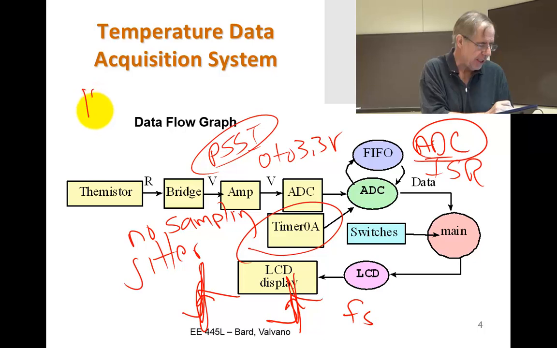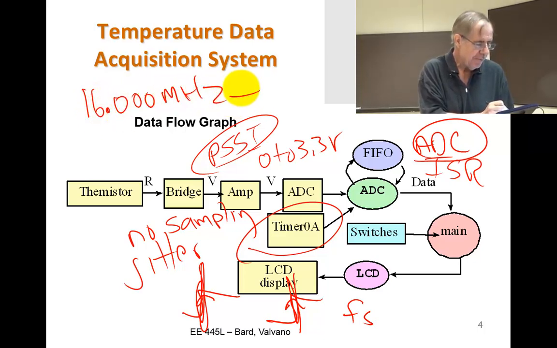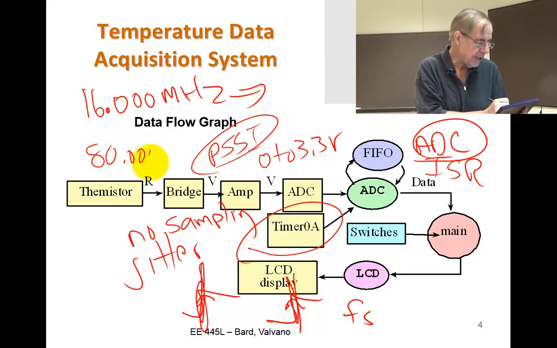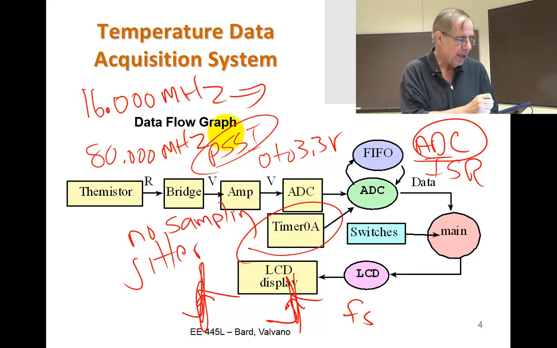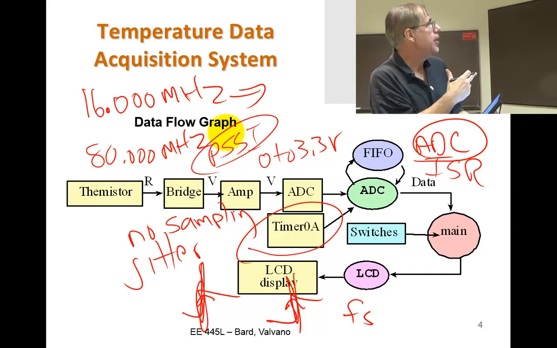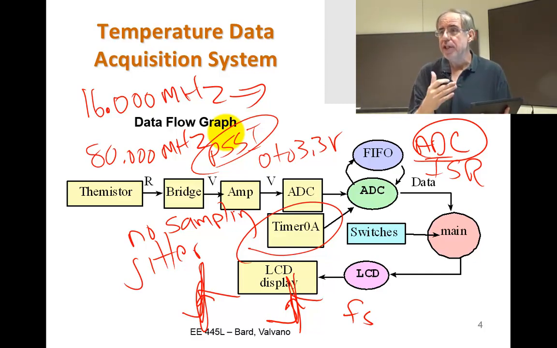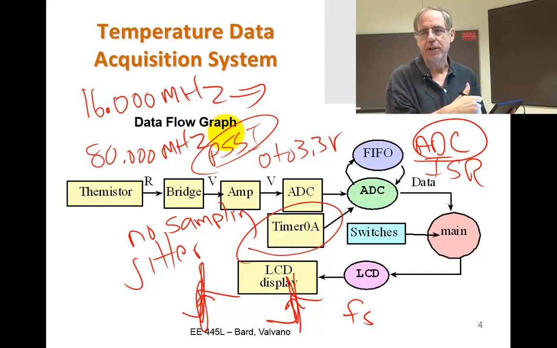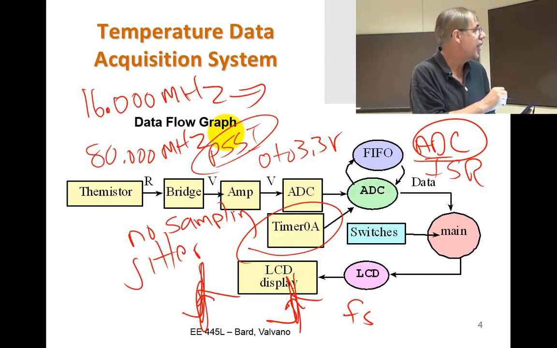So if you look at the clock, the 16.00 megahertz clock, which is then with the PLL going to get me an 80.000 megahertz bus clock. That is going to be the precision, so to speak, of the sampling process. Okay, so any jitter I have in the clock will show up in my sampling jitter, but that jitter is pretty small because I had a crystal.